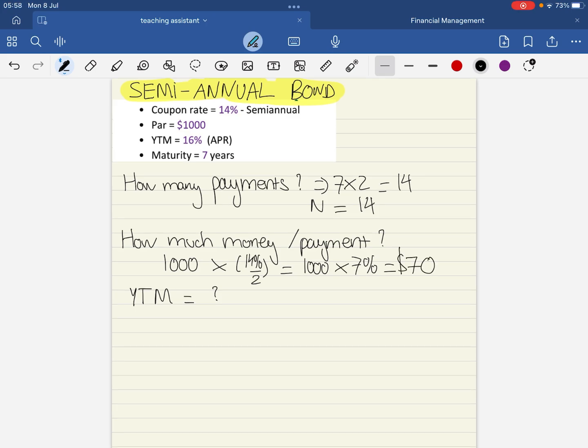And then finally, the YTM. What is the YTM? Because it's also paid semi-annually, we also have to divide the YTM by 2. So 16% divided by 2 equals 8%.